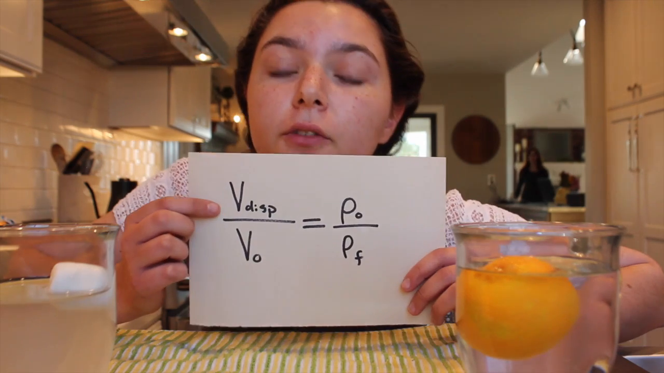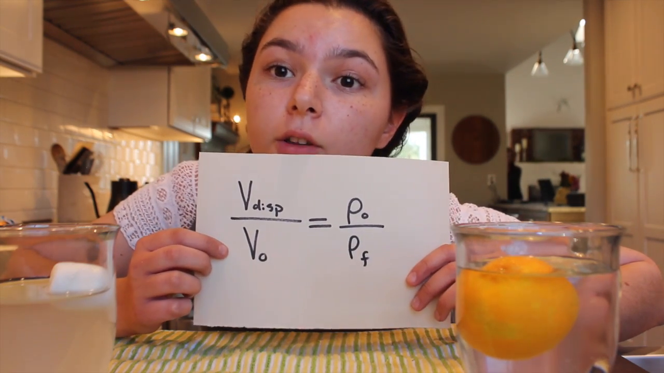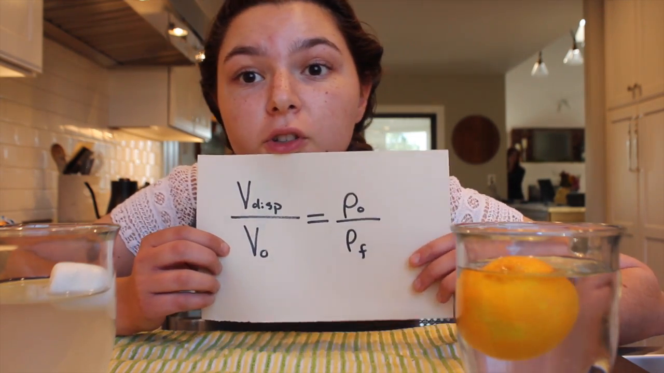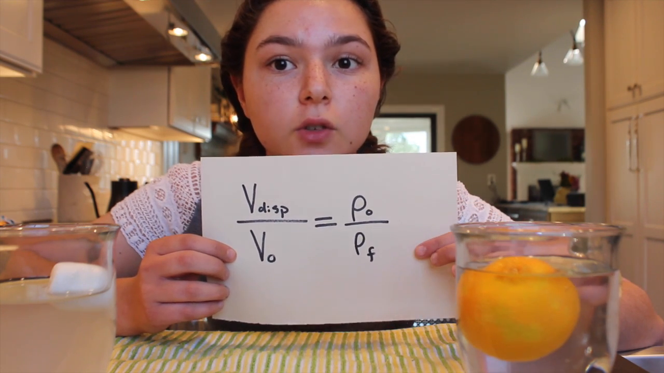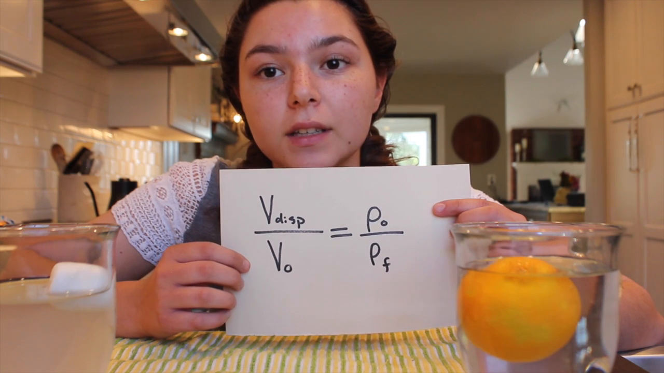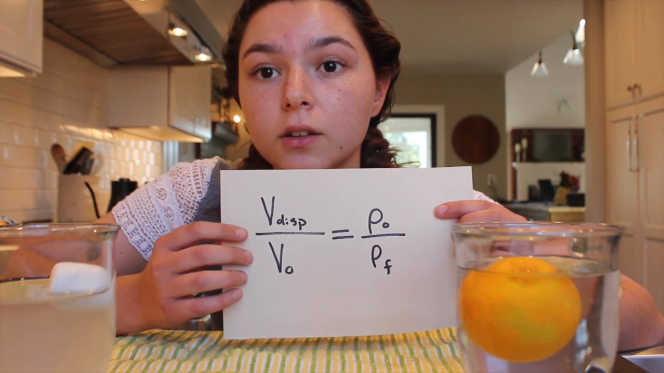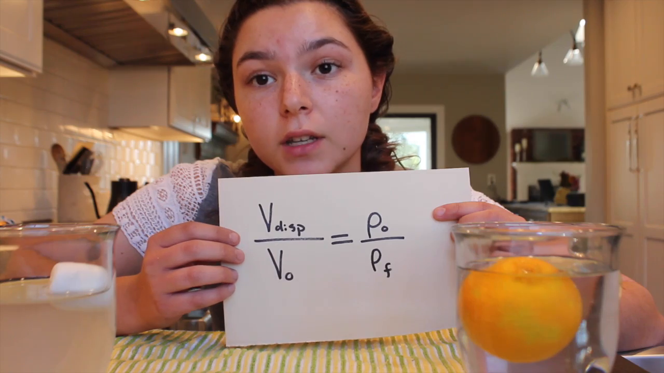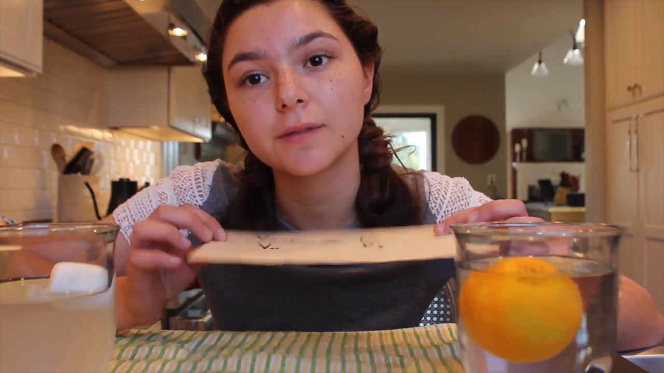Well, the ratio of the volume displaced to the volume of the object is proportional to the ratio of the density of the object to the density of the fluid. If the density of the object is higher, then the submersion in water is greater, but it still floats.